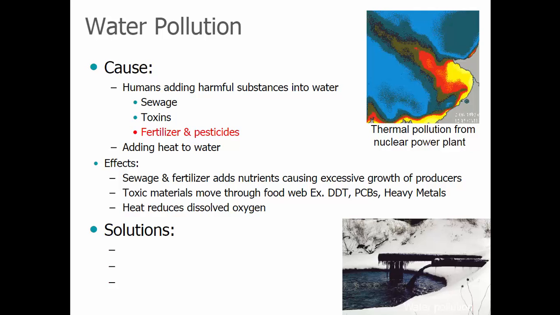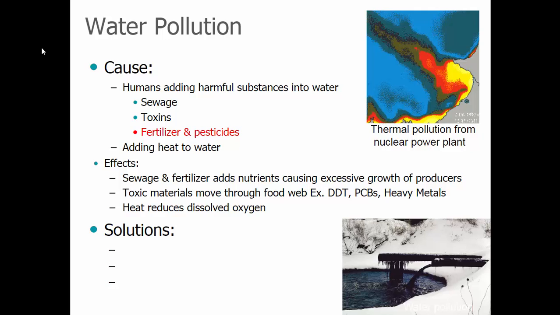So to start, water pollution. There are different types of pollution, obviously, air pollution, water pollution, and pollution is basically when humans add some harmful material to the ecosystem. So if we're talking about water pollution, obviously we're talking about adding certain substances to bodies of water, rivers, streams, groundwater, lakes, oceans, that have damaging effects.